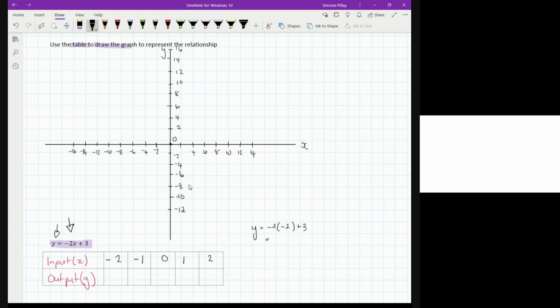Seven. So it's negative, negative, positive 4 plus 3. Beautiful. It's going to give us 7. So I can fill it in here, right?